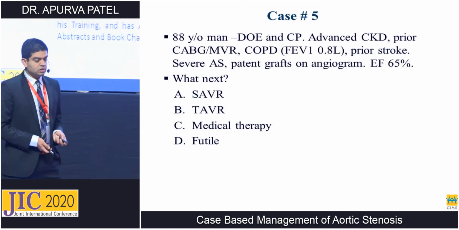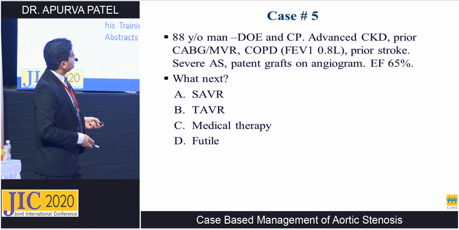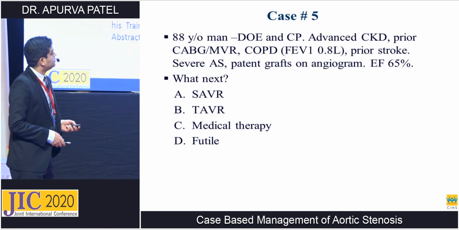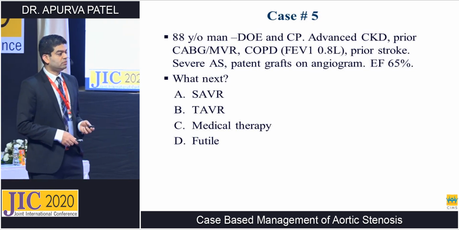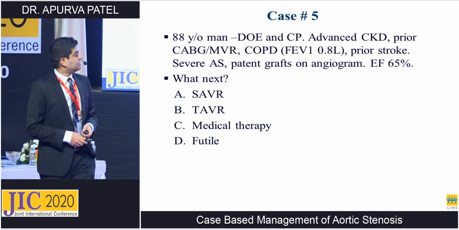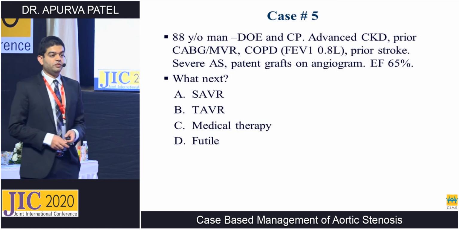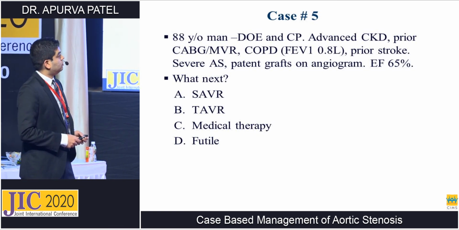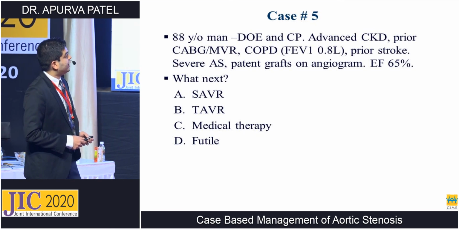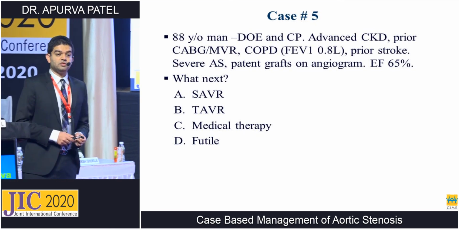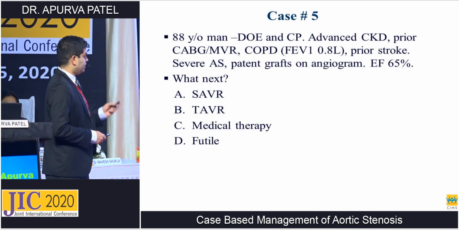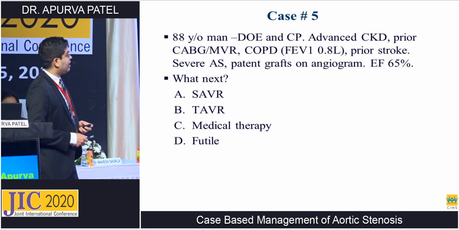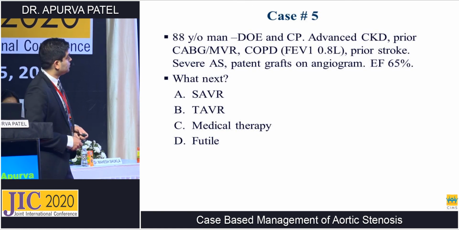We have time for one more case? 30 seconds, okay. Advanced CKD, lots of risk factors, EF of 65%. What would you do? Medical therapy, SAVR, TAVR, or do you think it's futile to offer any therapy to a patient like this? Moderate severe COPD, advanced CKD, prior stroke, but EF's normal. TAVR. TAVR would be an option if it can be done safely. Okay, thank you.